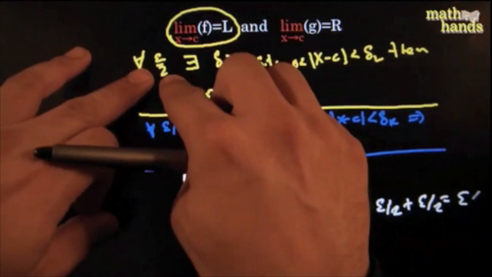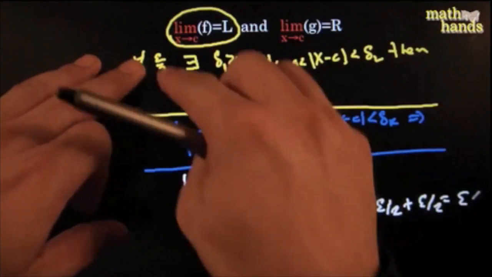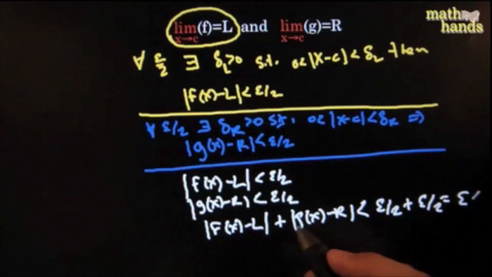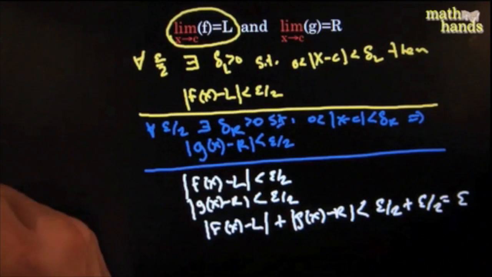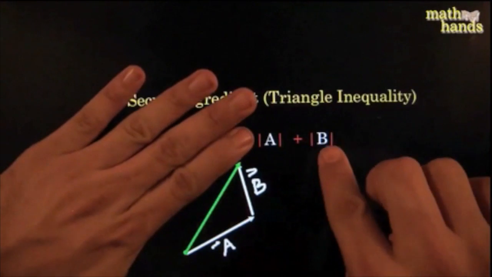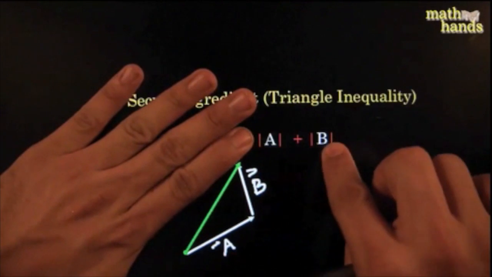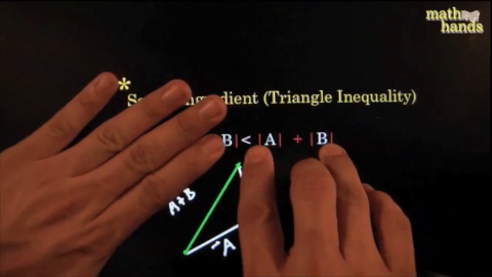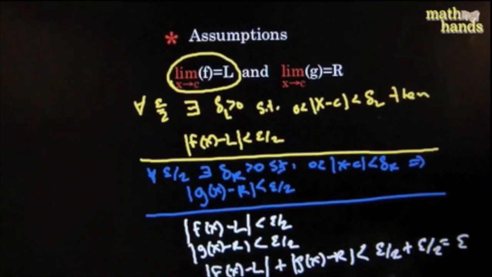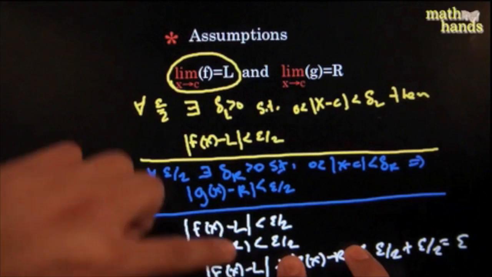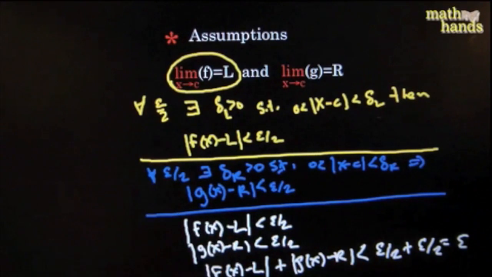After all, I could choose any epsilon. If this had been 3, I would have chosen epsilon over 3. Anyways, because of the triangle inequality, the triangle inequality said that if you have the absolute value of blah plus the absolute value of blah, that one is always bigger than if you put them under one absolute value. So that's exactly the game I'm going to play right here. I've got the absolute value of blah and the absolute value of blah.